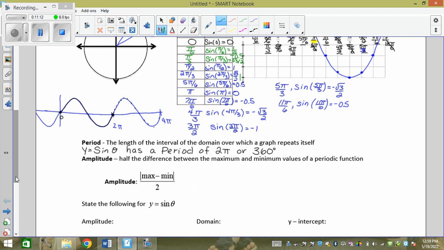Amplitude. Amplitude is half the, it should say vertical difference. We'll say vertical. Half the vertical difference between the max and min values of a periodic function. So, you can also use the formula, the absolute value of max minus min divided by 2. It's an absolute value because, something to note, amplitude is always positive.